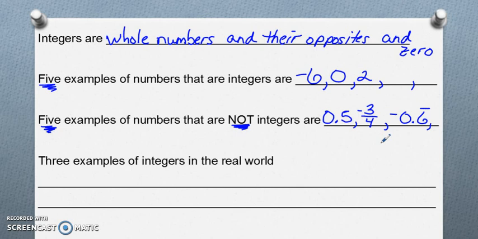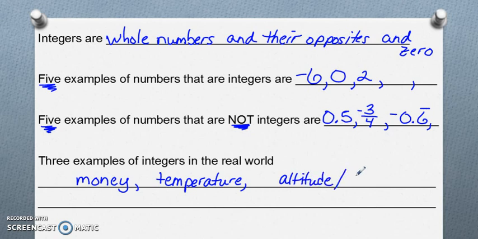3 examples of integers in the real world. Something easy is money. Money can be represented by an integer. Temperature can be represented by an integer. How high something is in the sky, altitude, or how low it goes, depth, can be represented by an integer.